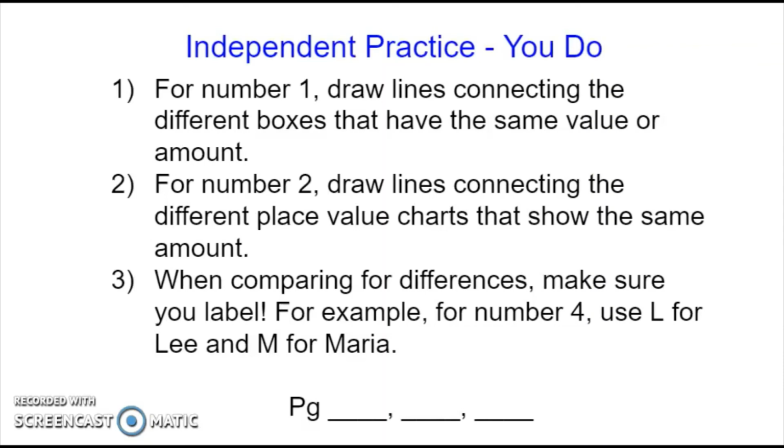These are the 3 important things I want you to keep in mind while we are working through independent practice and you are doing your exit ticket. Number 1, for problem number 1, draw lines connecting the different boxes that have the same value or amount. Number 2, draw lines connecting the different place value charts that show the same amount. Number 3, when comparing for differences, make sure you label. For example, for number 4, use L for Lee and M for Maria.